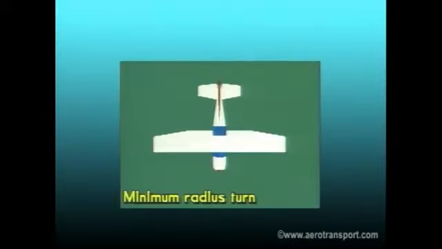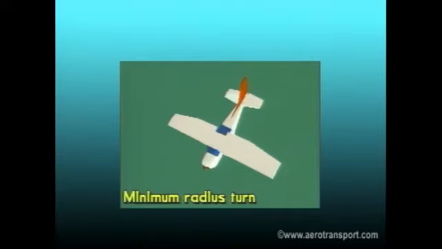To get into a minimum radius turn, first check the sky for any other traffic. Then, get your aircraft into the attitude and airspeed for endurance in straight and level flight. Now, enter the turn as before. Some things to watch out for.